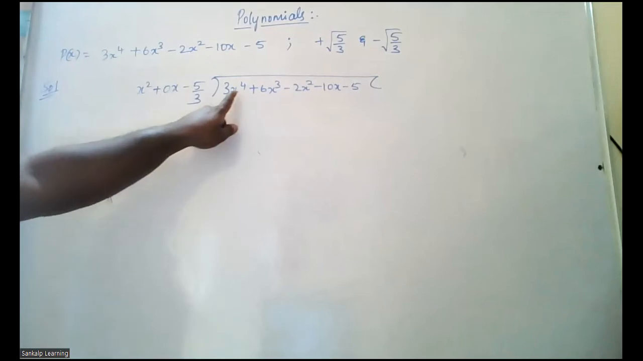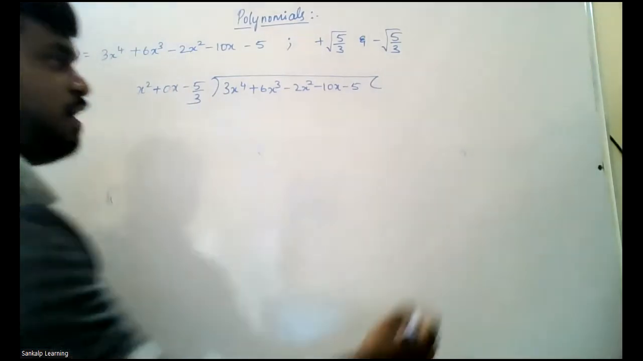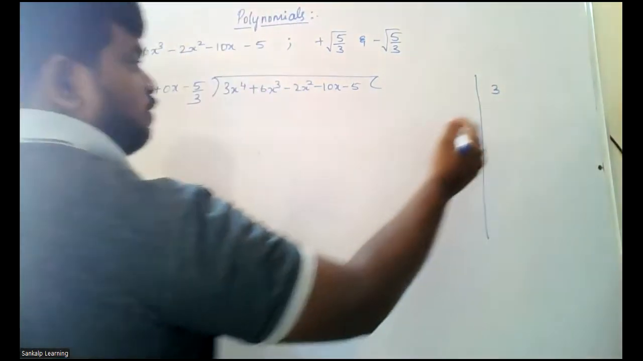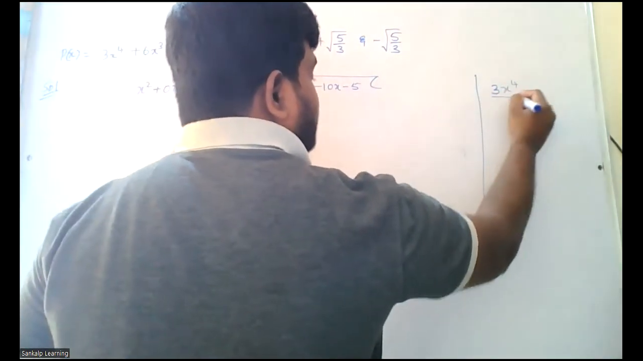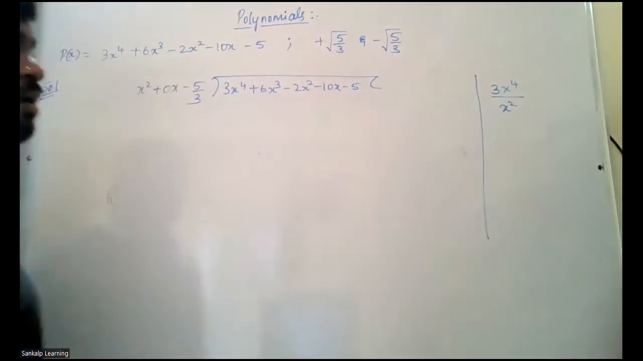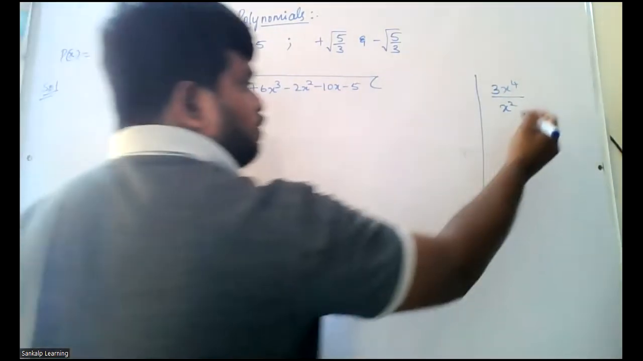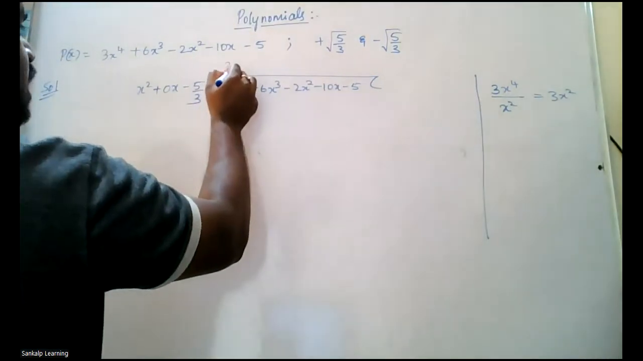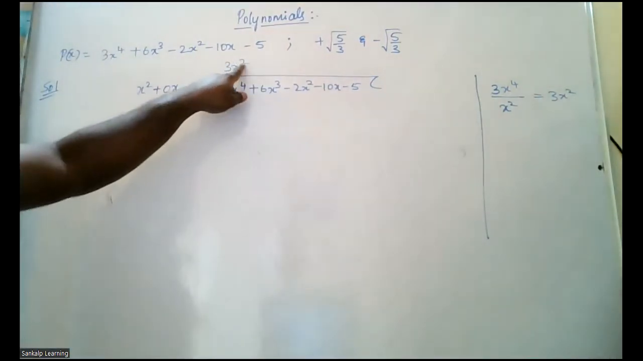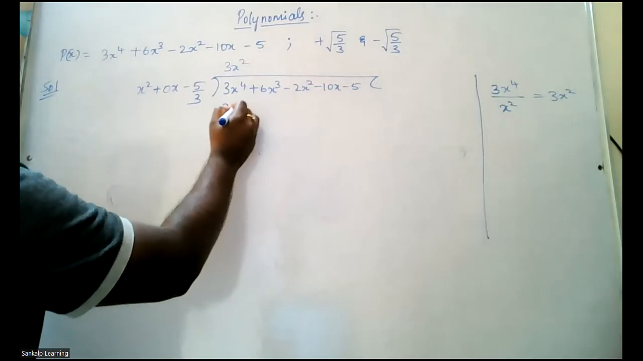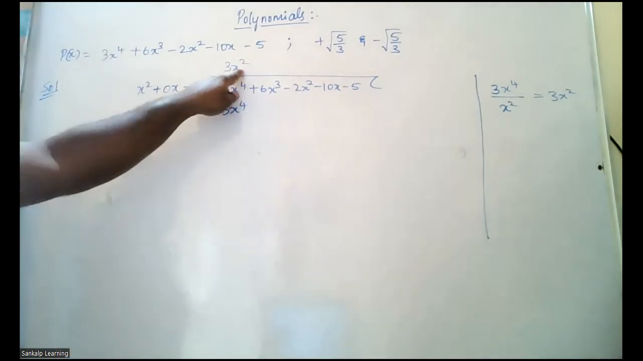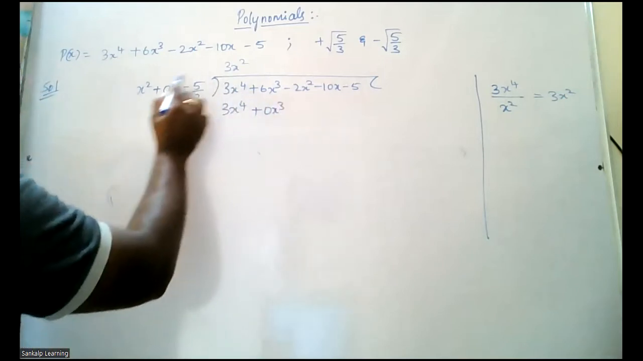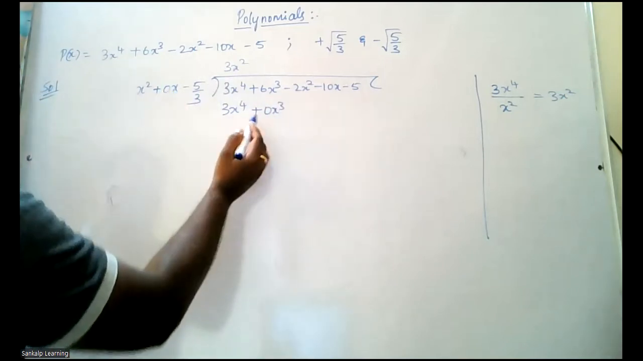Okay. So let's take the first term and the first term here and divide it. What is the first term? The first term is 3x power 4 by x square. If you divide it, what do you get? 3x squared, isn't it? So let's take 3x squared. 3x square into x square will become 3x power 4. 3x square into 0x will become 0x cube. That is 3 into 0 is 0. X square into x is x square.